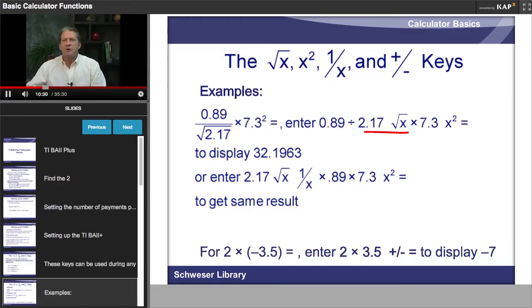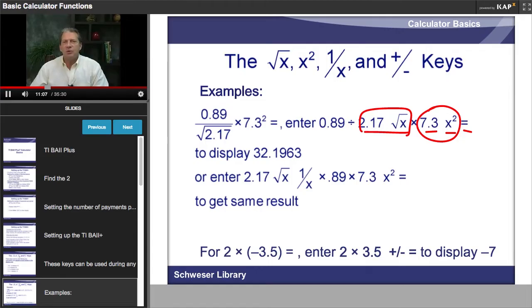And then when I hit the multiplication, it's multiplying that, dividing by the square root of 2.17, and then times 7.3, but I want to square that, so I do that, and then hit equals, and so it multiplies by that 7.3 squared. Now, we could do this a different way. Sometimes when there's a lot of things going on in the denominator, it's easier to punch it in by doing the denominator first. So that's what I'm illustrating here.